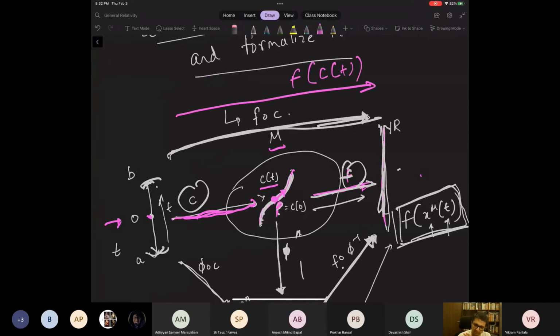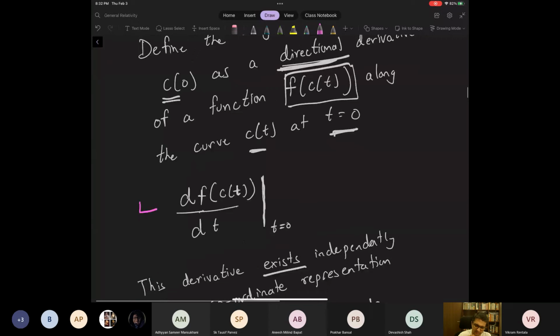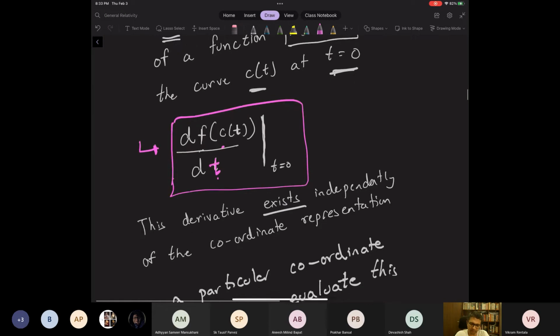In the coordinate representation, I can think of it like this. Now what we want to do is define this derivative df by dt of c of t at t equal to 0. This derivative is going to help us define a vector. And the important point is that this derivative exists independently of the choice of coordinates.